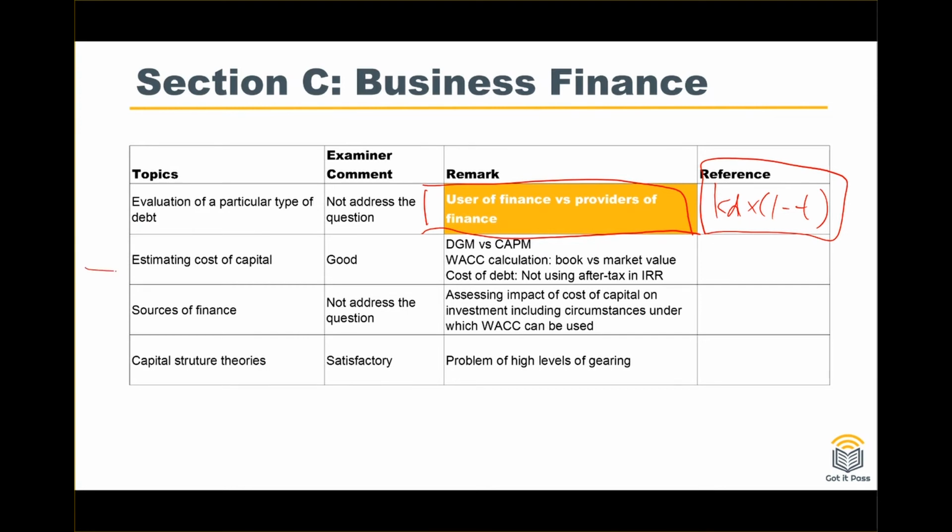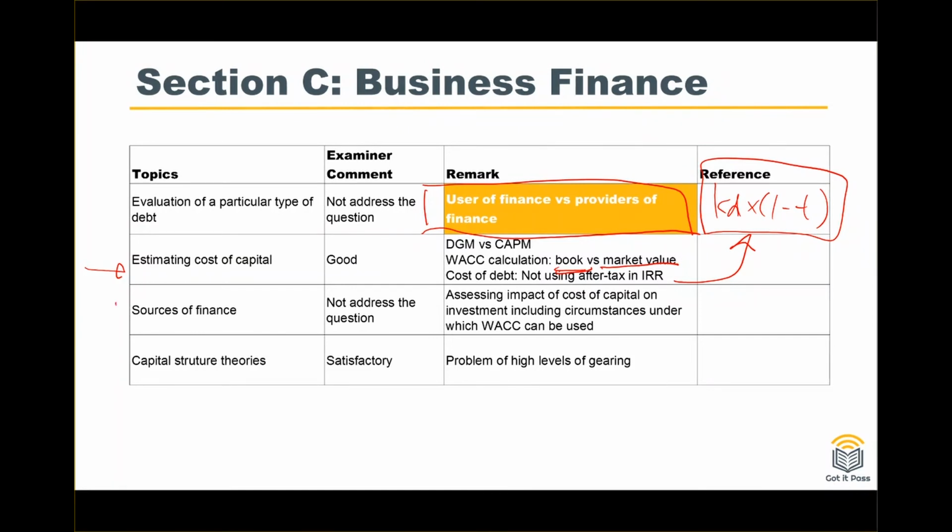Next, estimating cost of capital. It's quite good. The candidates can understand well between DCF, the dividend growth model, and the capital asset pricing model, the CAPM. Also, the WACC calculation is quite good. But some candidates are confused about the book value and the market value. And for the cost of debt, as I mentioned here, they are not using after-tax in RRR, they use the pre-tax cost of debt. So it's wrong.